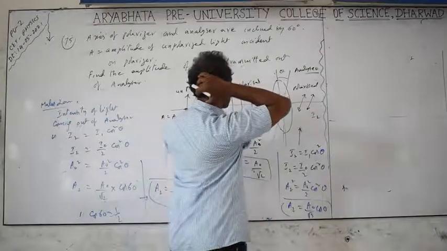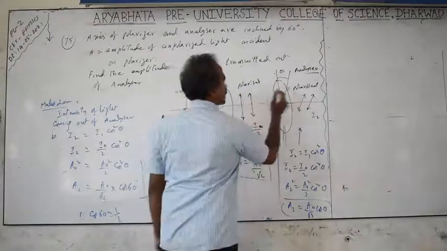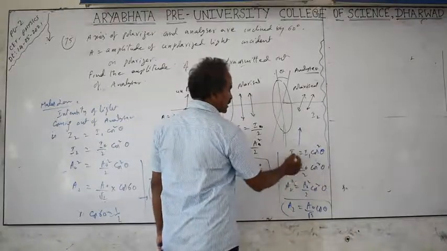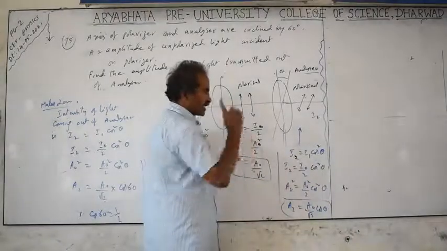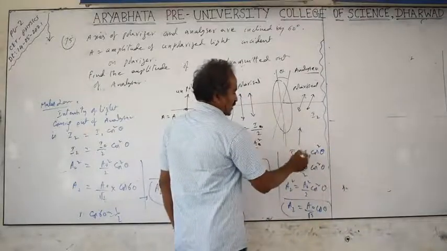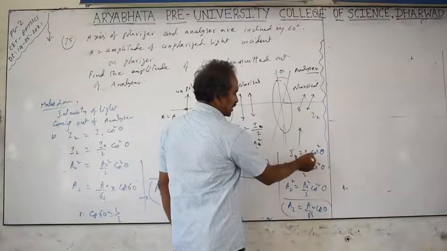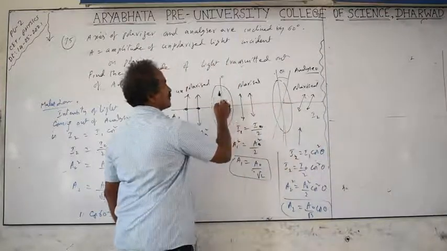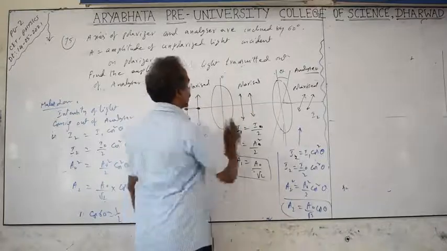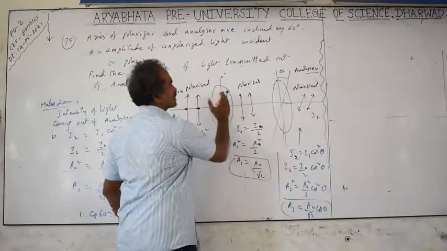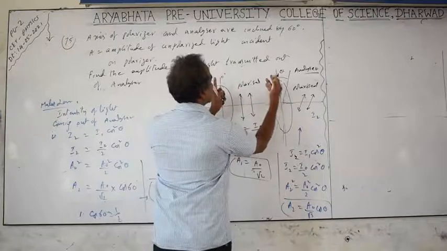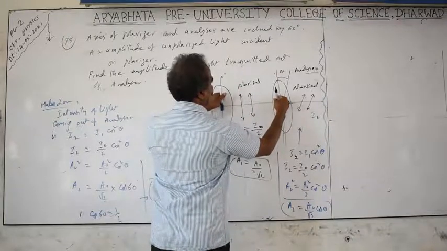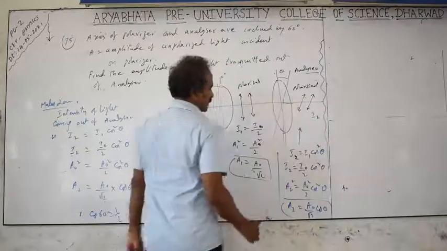Next, the polarized light passes through the analyzer, and you have to use Malus law. Malus law says the intensity coming out of the analyzer equals the intensity entering the analyzer, which is polarized light, into cos square theta. Theta is the angle between the polarizing axes of the polarizer and analyzer. Whatever the reference, it doesn't matter; the axes are inclined by some angle theta with respect to each other.